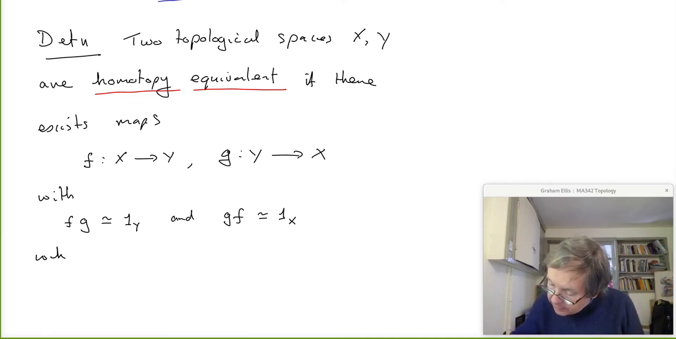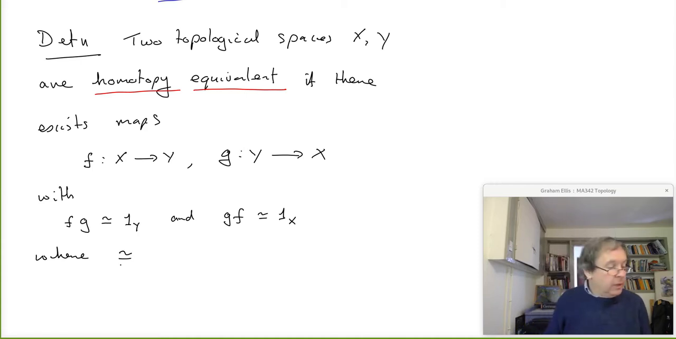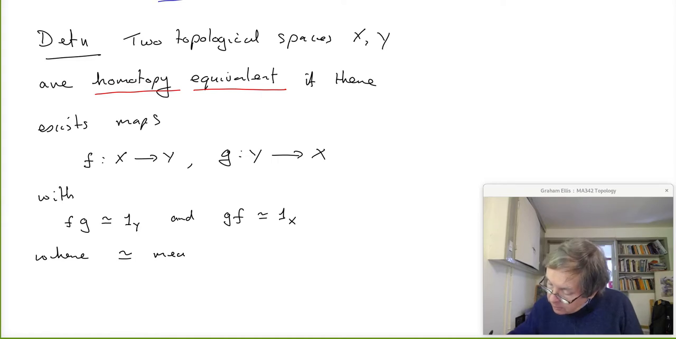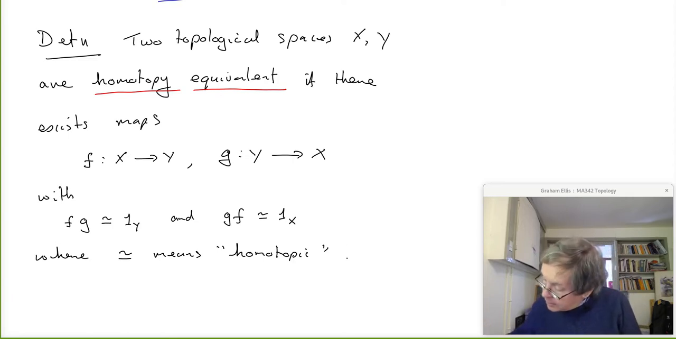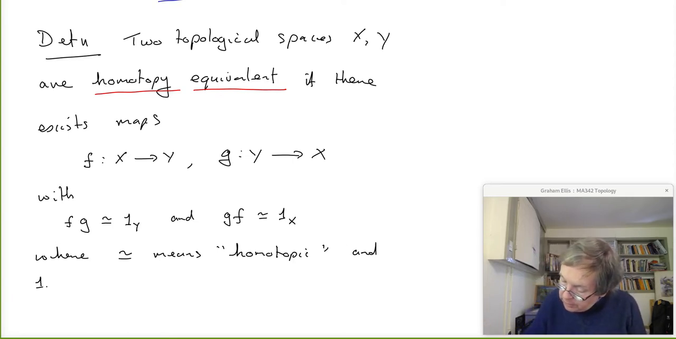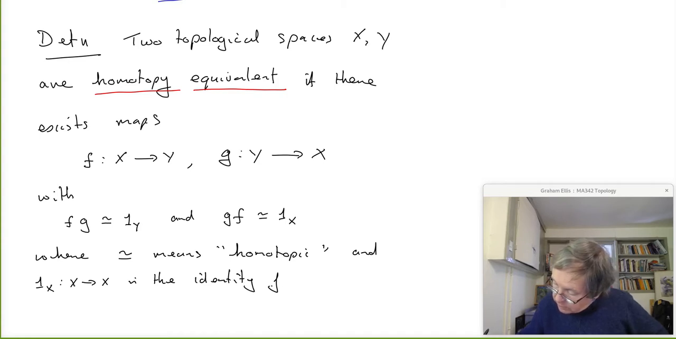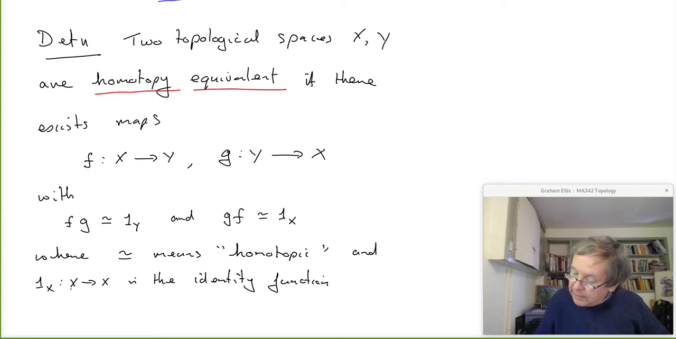Let me just explain again what everything means. The curly equals means FG is homotopic to the identity, and GF is homotopic to the identity. And let me just say then that 1 is the identity map, so 1_X is the map going from X to X, the identity function. So it sends a point little x to a point little x. It doesn't change anything. It is the identity function on X, and I suppose 1_Y is the identity function on Y.